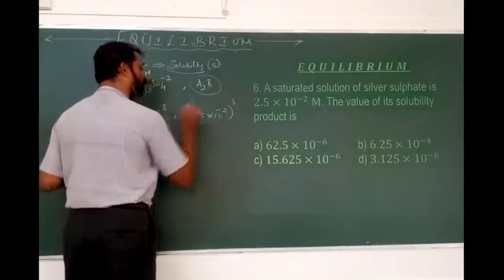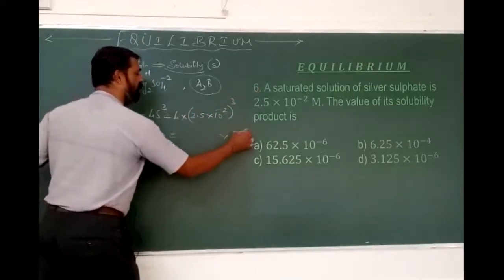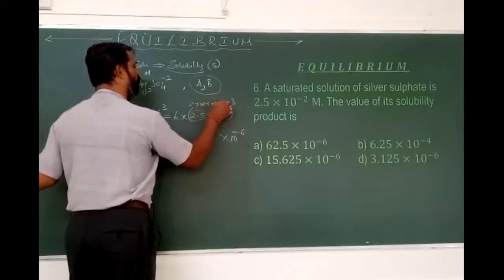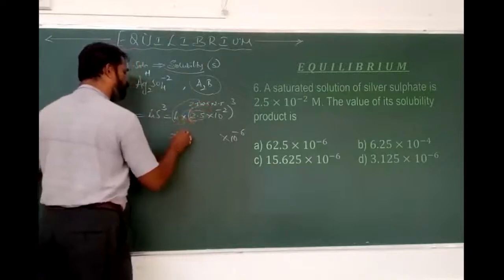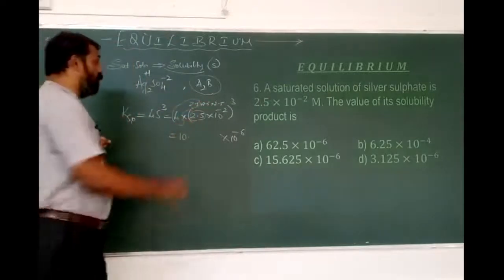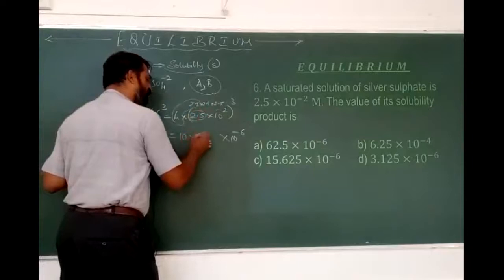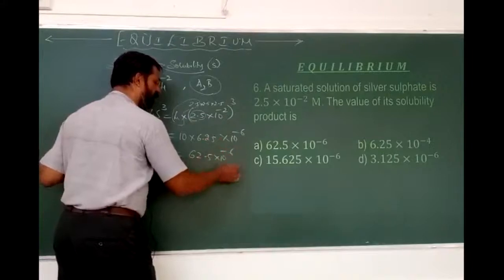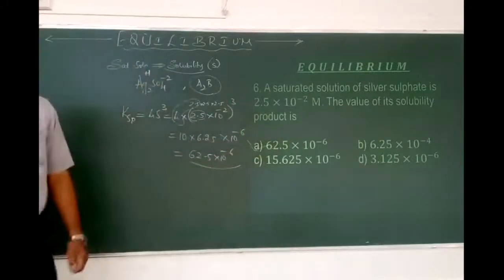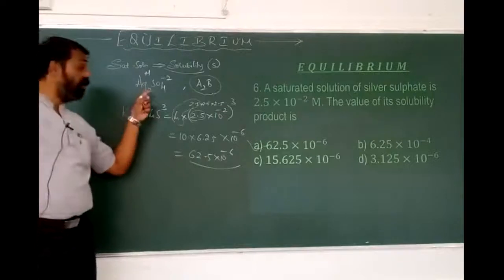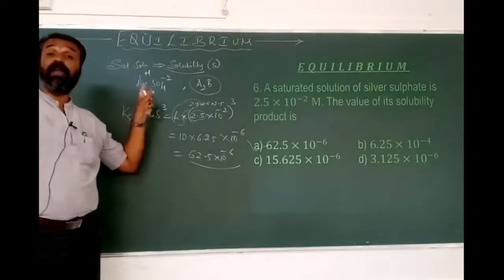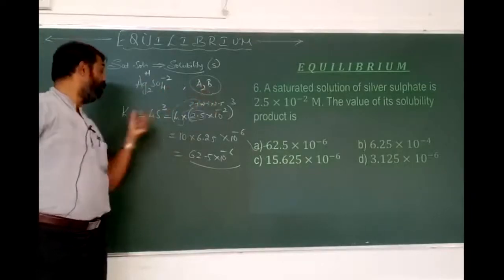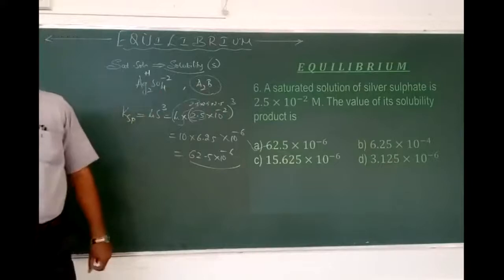whole cubed. First I will make this as 10 to the power of minus 6. This can be written as 2.5 into 2.5 into 2.5. First, 4 into 2.5 is 10. Then 2.5 into 2.5 is 6.25. On simplification, it becomes 62.5 into 10 to the power of minus 6. Therefore, the option with respect to this is A. First you have to know the formula for silver sulfate, Ag2SO4, which is of the type A2B, where Ksp is directly given by 4S cubed. Okay.